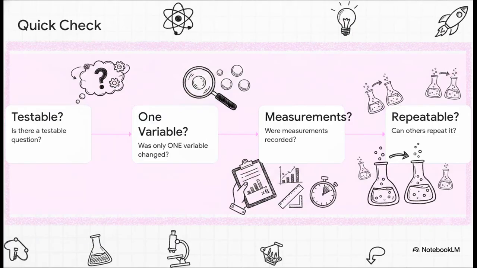To make this super easy to put into practice, here is a handy 4-step quick check checklist. You can use this to verify if any experiment or claim you encounter out in the wild is a truly fair test. Step 1. Is there a testable question? Step 2. Was only one variable changed while literally everything else was kept the exact same? Step 3. Were actual real measurements and data recorded? And Step 4. Can other people repeat it and get that exact same result? If the answer to any of those questions is no, you are not looking at science.